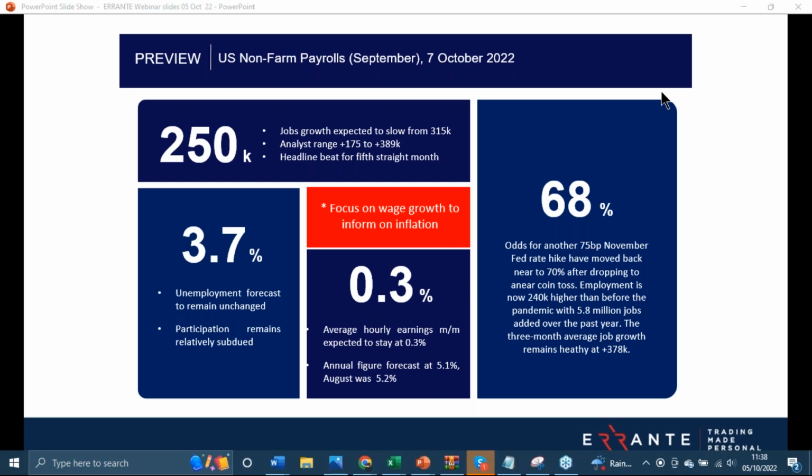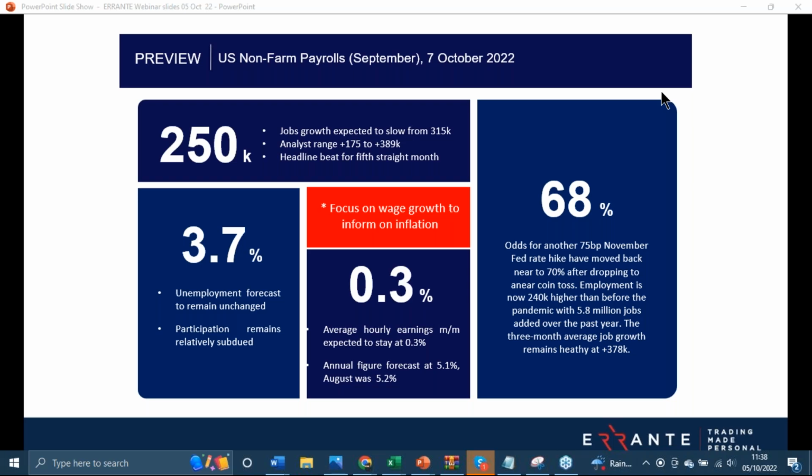Particular attention, as we touched upon, will probably be on the wages component and how it affects the inflation narrative, obviously after the hot CPI figures in recent weeks, and then the PCE figure as well last Friday. That September CPI print is actually next week, the 13th of October, with expectations for an 8.1% print. So certainly if we get an annual figure on average hourly earnings below 5%, then potentially we'll get stocks being bought, and obviously the dollar going lower.